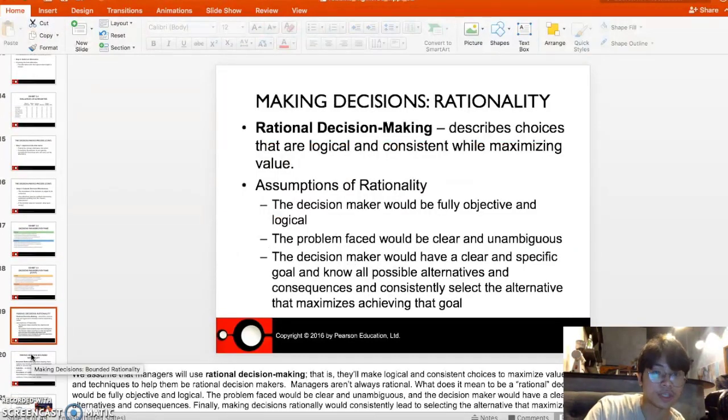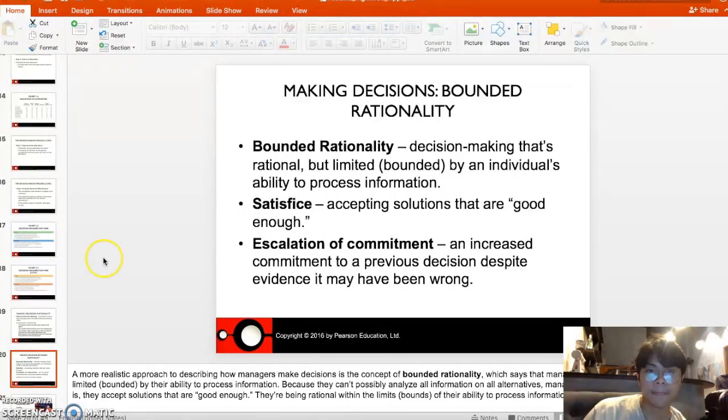Making decisions, rationality. Rational decision making is when decision makers base their decisions on a logical and consistent mind. They could handle things wisely and without any uncertainty. Bounded rationality is when you're rational, but that rationality is limited by your knowledge. Satisficing is accepting solutions that are good enough.